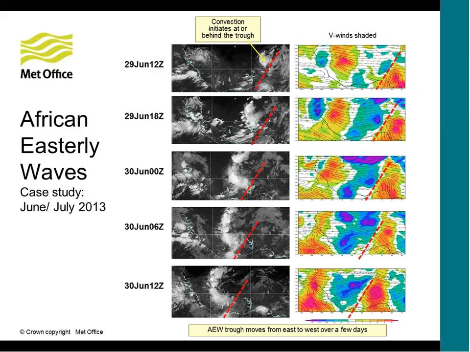And at this time, in the first part of the trough, when it's towards the eastern part of the domain, convection tends to initiate at or behind the trough axis. This is generally because that's the area of the southerlies where you might have more moisture present. As the trough moves forward, convection sometimes tends to move ahead of the trough. So if you're looking towards the more western part of West Africa, then you might find your convection ahead of the trough rather than coincident with it.